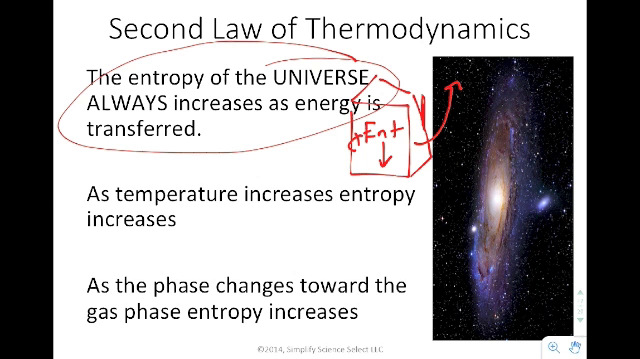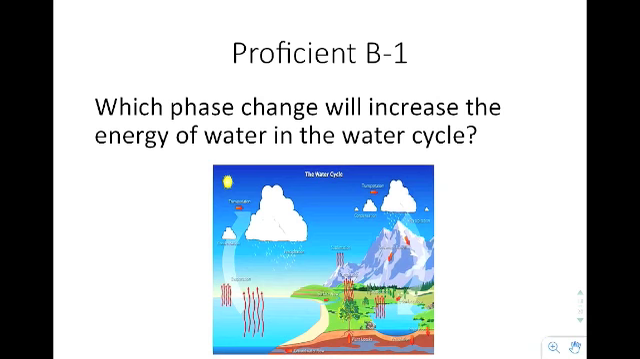So as temperature increases, entropy increases. So as you increase the temperature, more disorder, more movement, more entropy. Also, as the phase change goes towards gas, entropy increases.